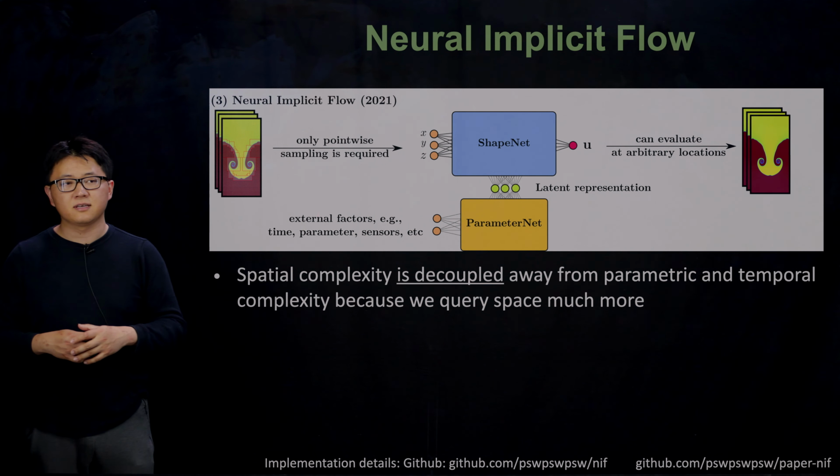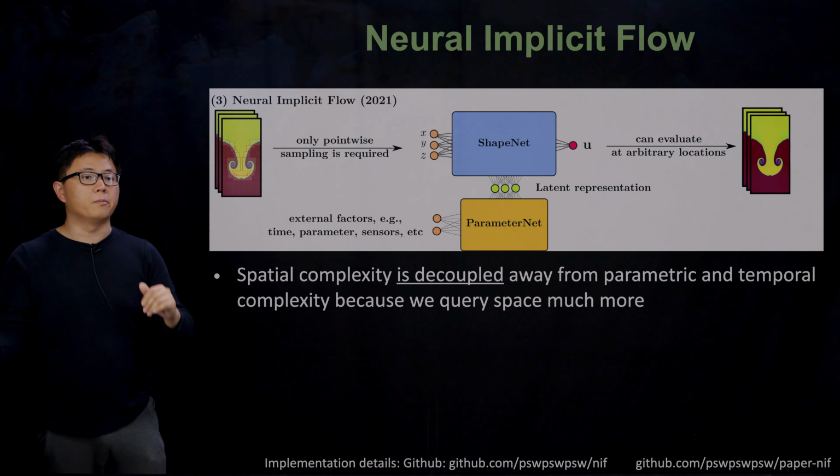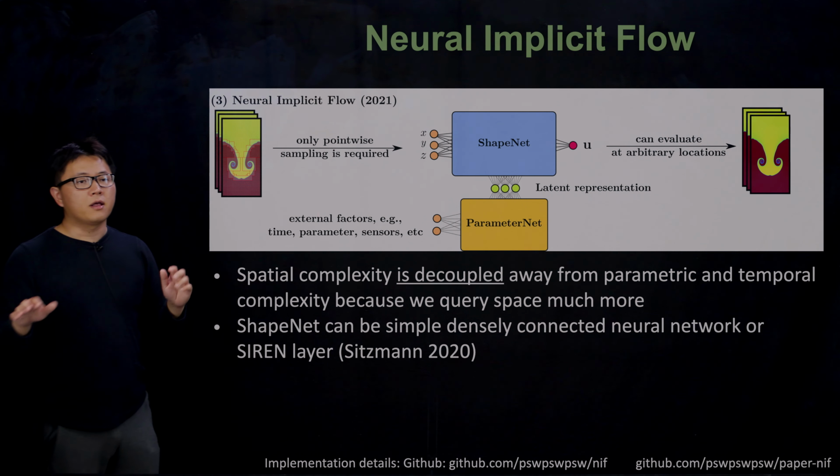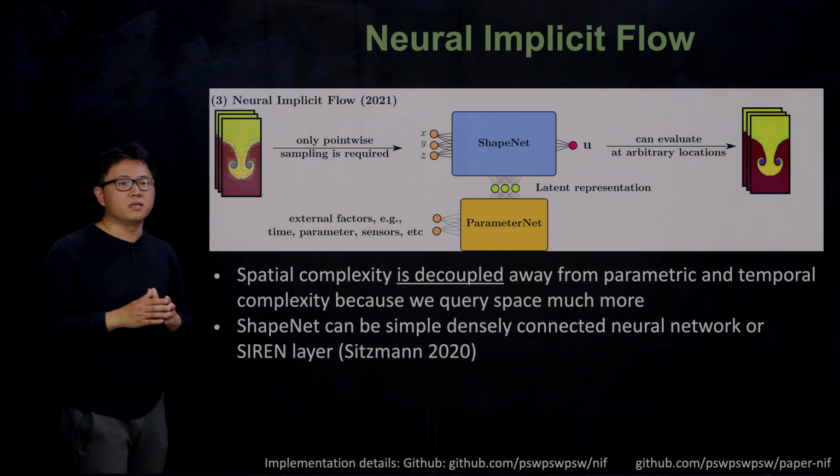Moreover, decoupling spatial complexity from parametric or temporal complexity is in the same vein as the philosophy of traditional low-dimensional manifold model order reduction. Because in those methods, we also only reduce the spatial complexity rather than the parametric or temporal complexity. So it is better and easier for you to extend existing methods developed from those frameworks in the context of neural implicit flow.